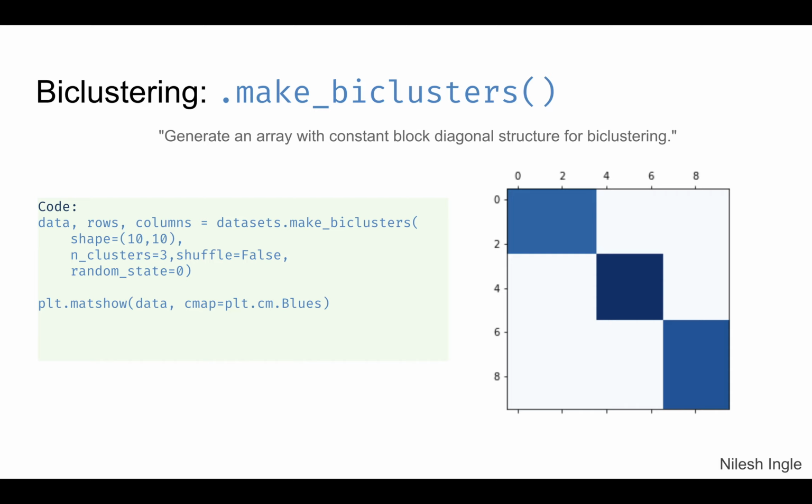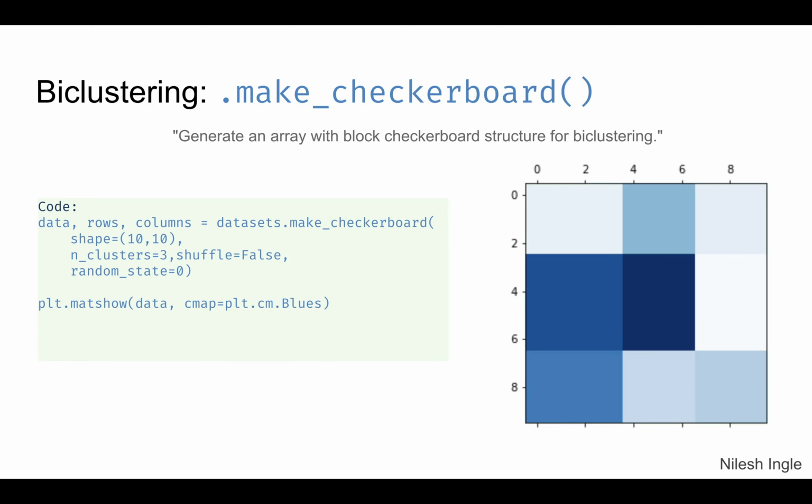And for biclustering, there is this command which is make_biclusters, and it gives an array with blocks along the diagonal of a matrix as shown in this particular case, and the command for that is shown here on the left hand side. Similar to the biclusters, there is something called make_checkerboard, and this again creates a block checkerboard type data set for biclustering. And this is the command for that, make_checkerboard.